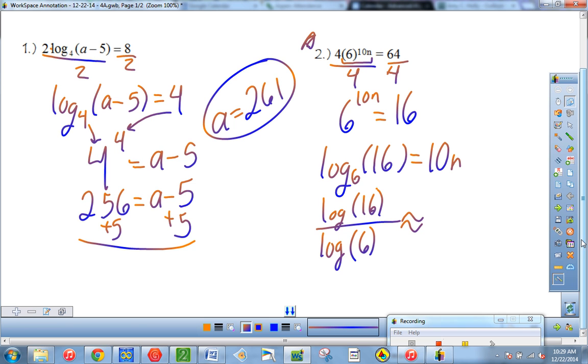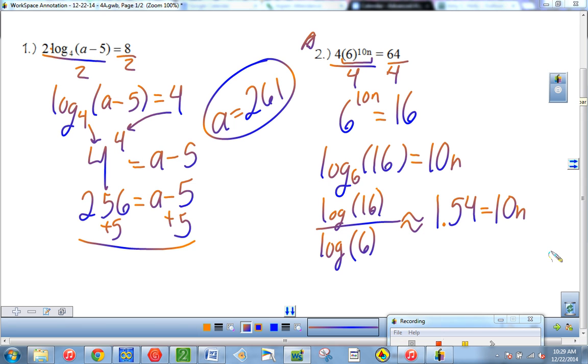So log of 16, the log button is on the left-hand side. Make sure that you close the parentheses. If you don't close that parentheses, you're going to get a totally different answer. 1.54. So this equals 10n, then what do you do? Now you can just divide by your 10.